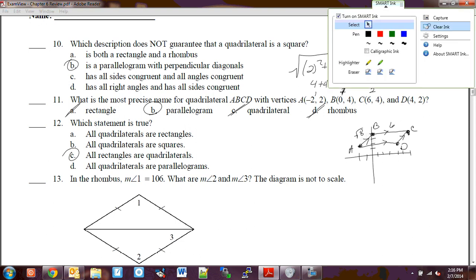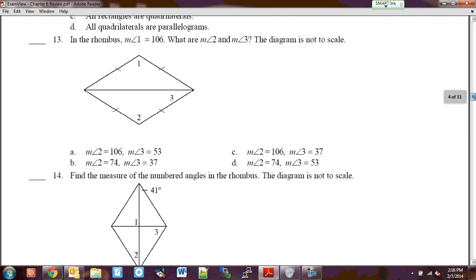All right. Number 13. In this rhombus, measure of angle 1 is 106. So 106. What are the measures of 2 and 3? Well, remember in a rhombus, opposite angles are congruent. Well, that's any parallelogram. So we know this is 106. Now, since we know this is an isosceles triangle, we know that this angle here and angle 3 are congruent. So that means you just take 106, subtract it from 180, 180 minus 106, and then whatever answer you get there, just simply divide it by 2.